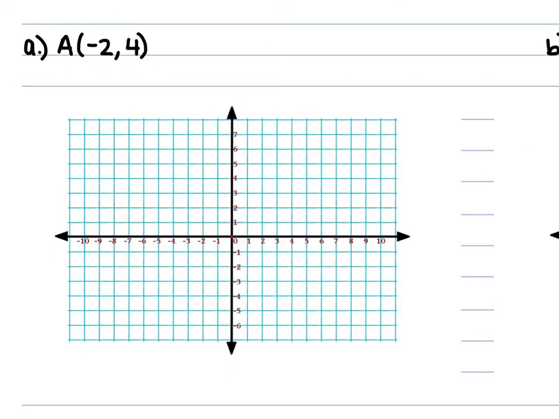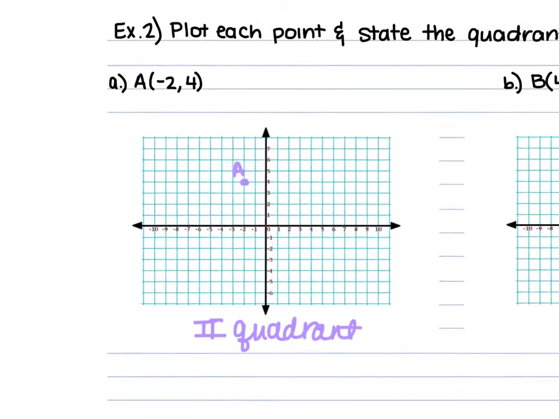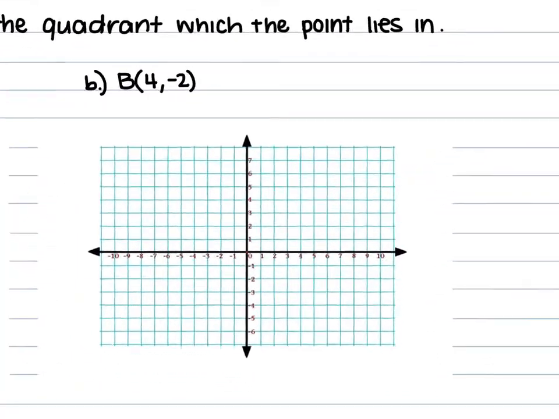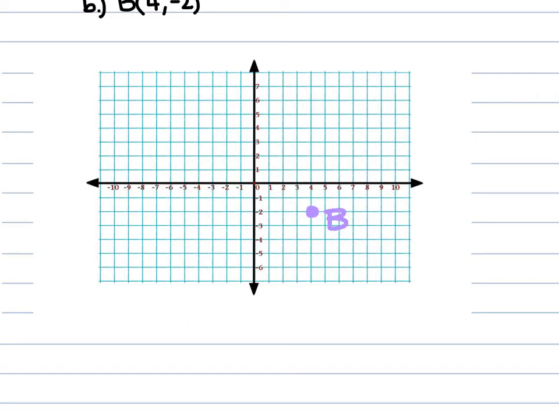So for example A, we have point A, which is negative 2, 4. We're going to go to the left 2, up 4, plot the point, label it A, and that is in quadrant 2. For B, we have 4, negative 2. So we're going to go to the right 4, down 2, and that is in quadrant 4. Label it B.